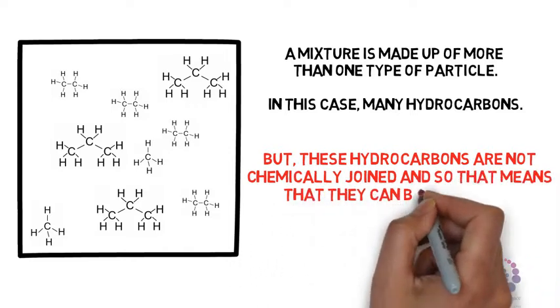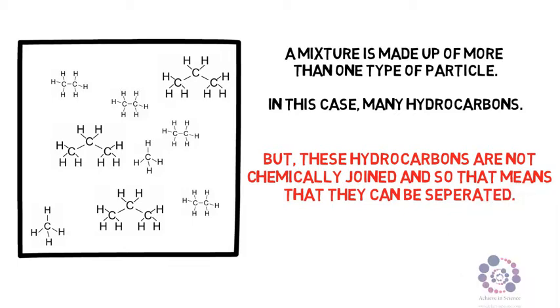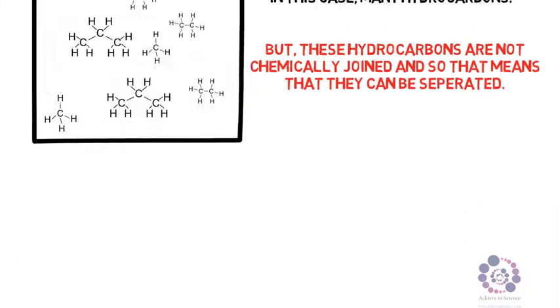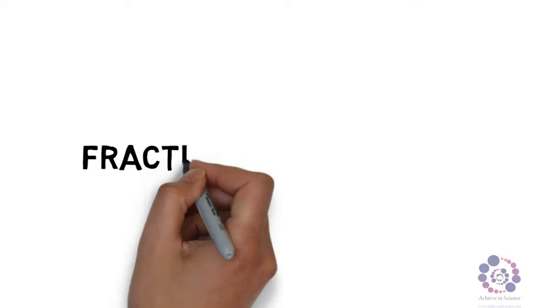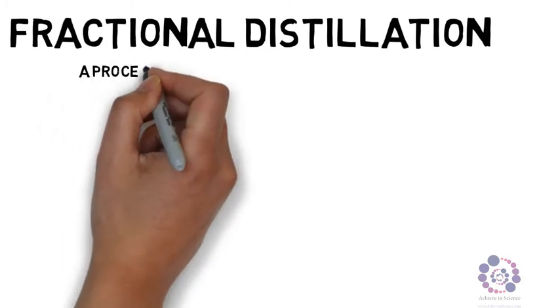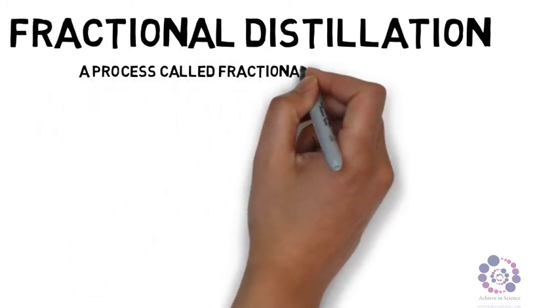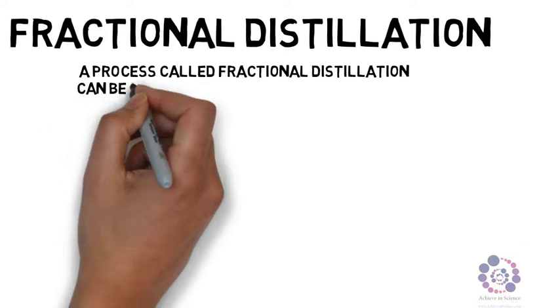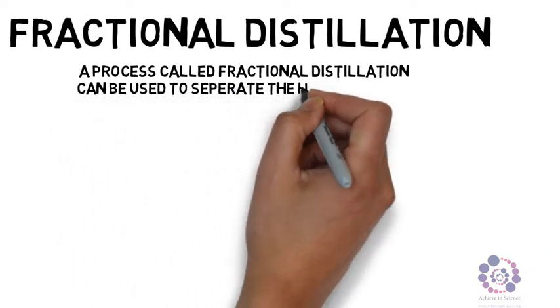The process that is used to separate these hydrocarbons is the process of fractional distillation. A process called fractional distillation is used to separate these hydrocarbons. The diagram therefore shows the process below. Let's go through the main key steps.